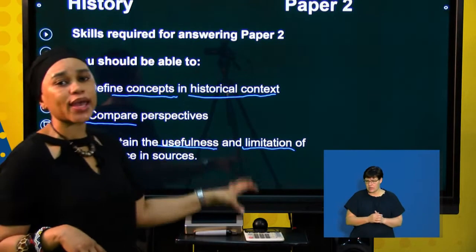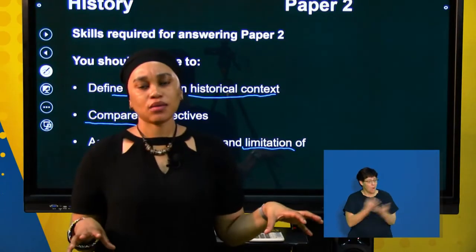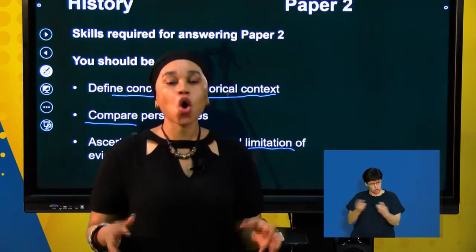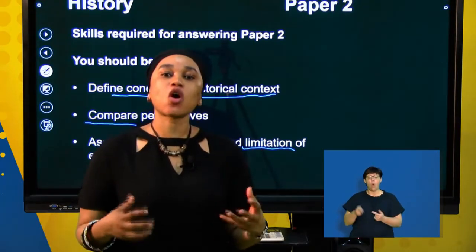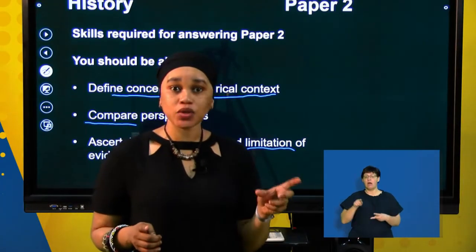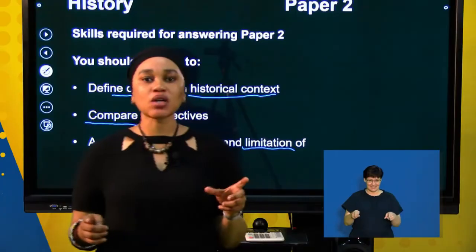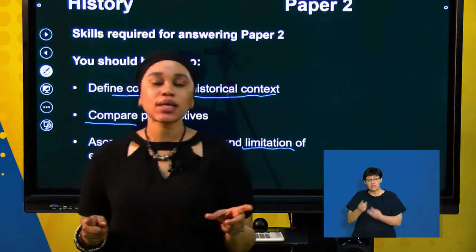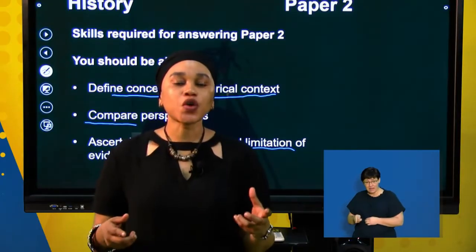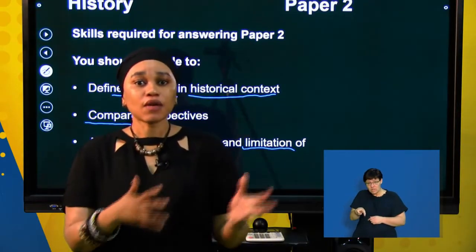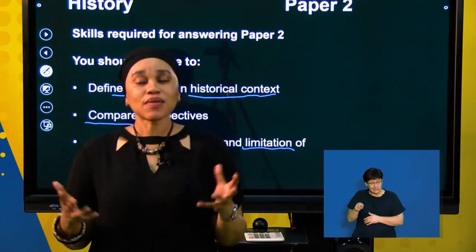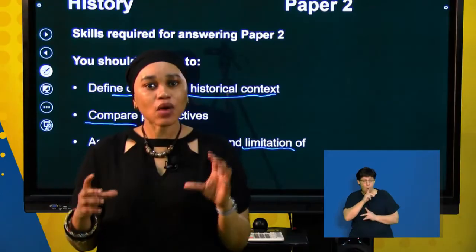Now, this is where most students struggle. When we're saying, is this a useful source, or what is the usefulness of the source? That is different from saying, is this a reliable source? If you get a question asking you, is this a reliable source, that is asking you if the source can be trusted. In other words, was the person giving the speech or talking saying something that is true or not? That is the reliability.